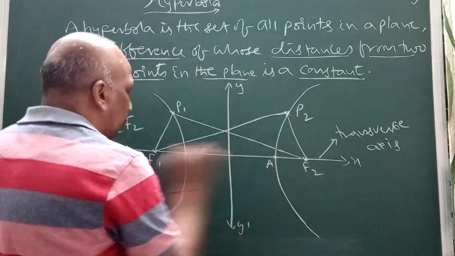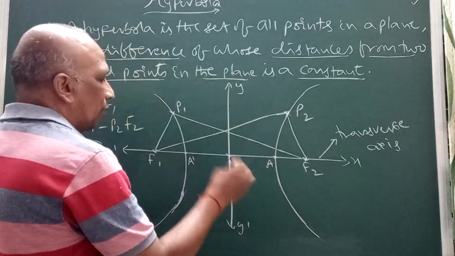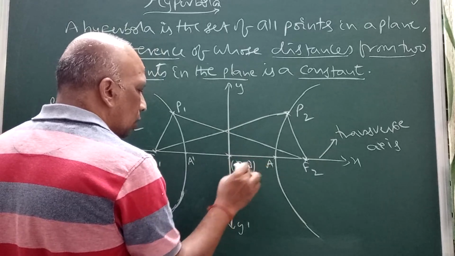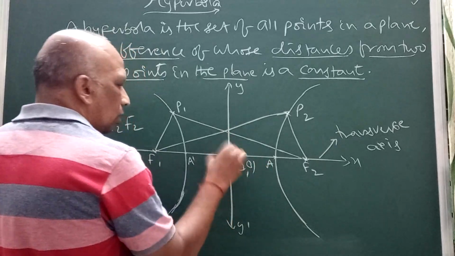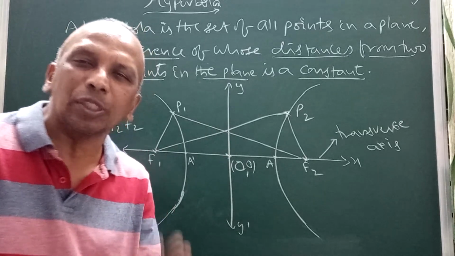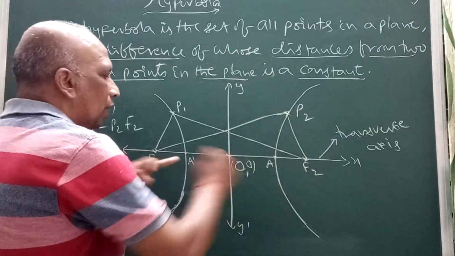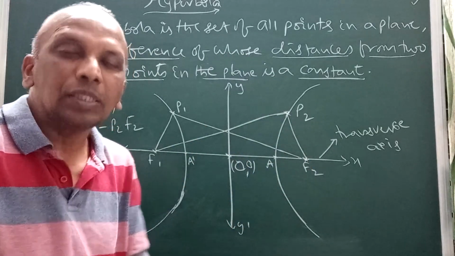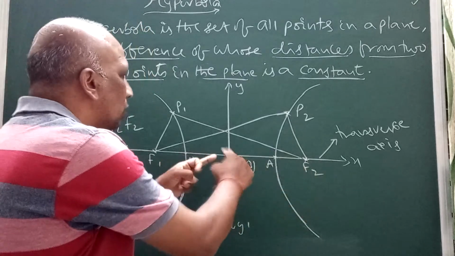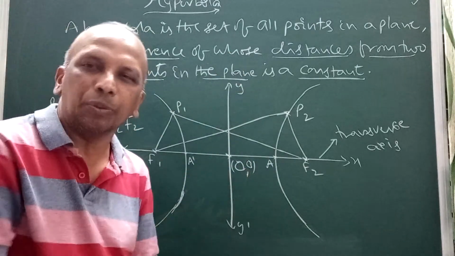The midpoint of F1 and F2 is called the center of the conic, the center of the hyperbola. Here, with this x-axis and y-axis, this will become 0, 0, the origin. In this case, this is the origin 0, 0.